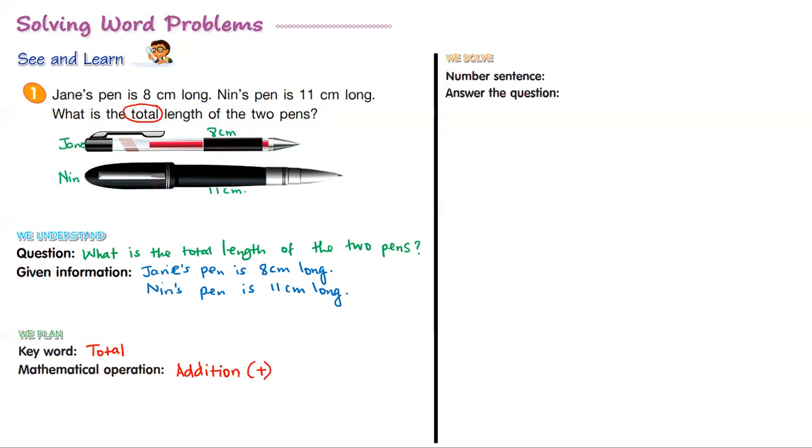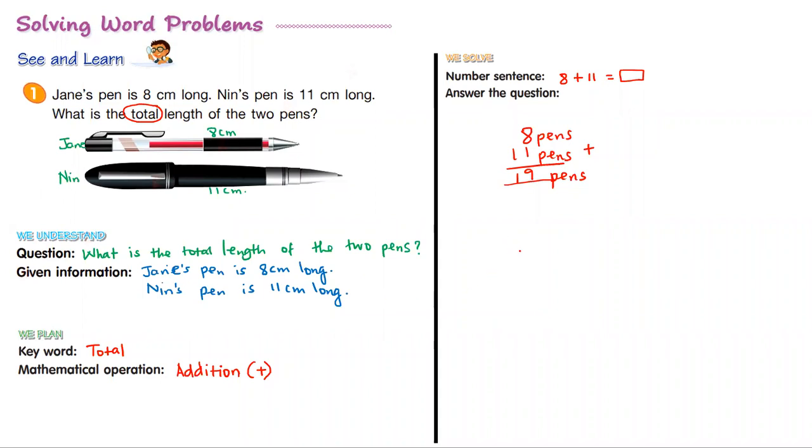What is the number sentence? The number sentence will be 8 plus 11 equals. So now we have 8 pens plus 11 pens. So we will have 19 pens.